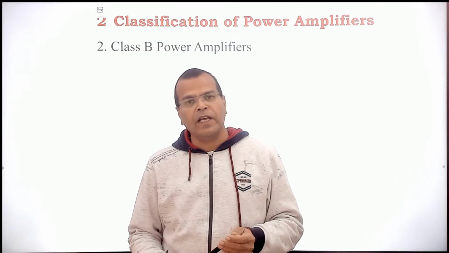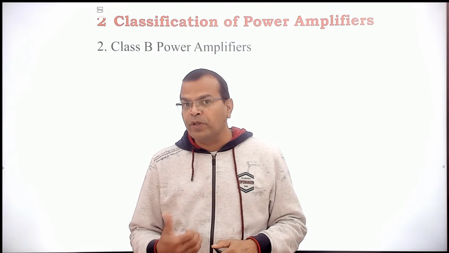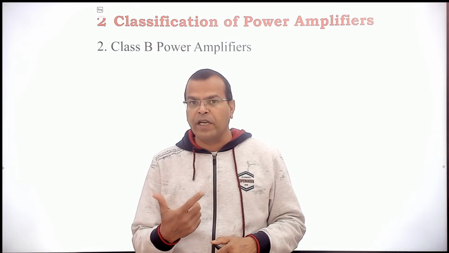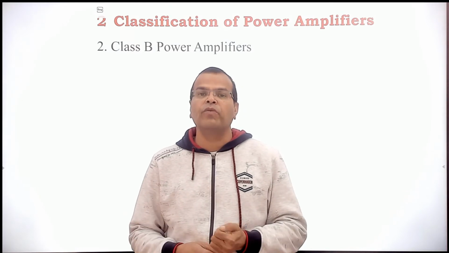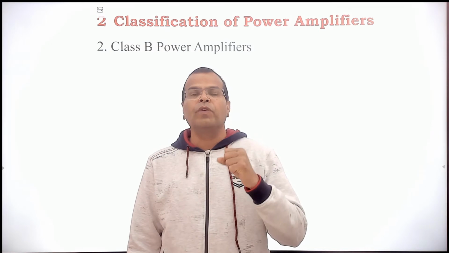So in case of class B amplifier, your output is not pure sinusoidal. At the output of the BJT, for half cycle it is sinusoidal, for the remaining half cycle it is not there. So one BJT will not be sufficient in case of class B amplifier. So what to do?